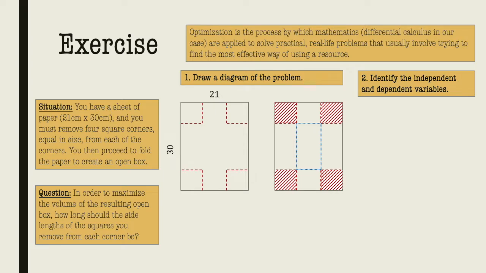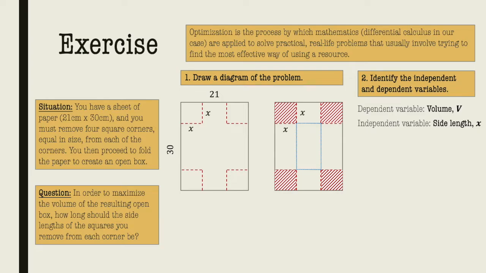Well, we are clearly looking to maximize the volume. Therefore, that will be the dependent variable, which we will label with a capital V. As for the independent variable, that is simply the side length of the squares we will be cutting out, which we will say is x. We will be changing the side lengths of the squares to maximize the volume. Now we may add x to our diagrams.